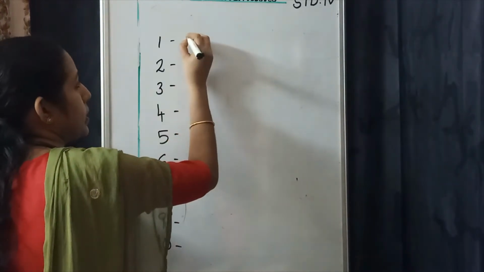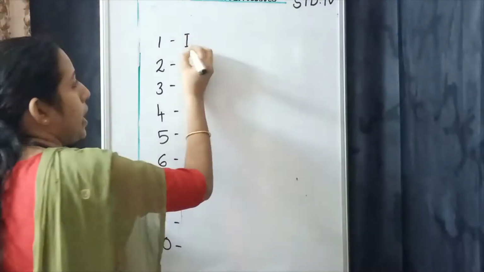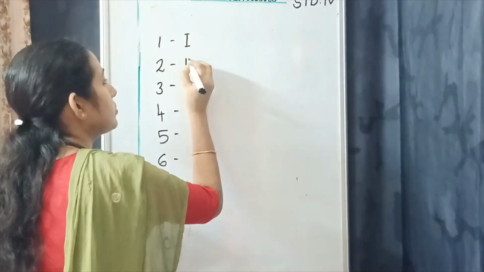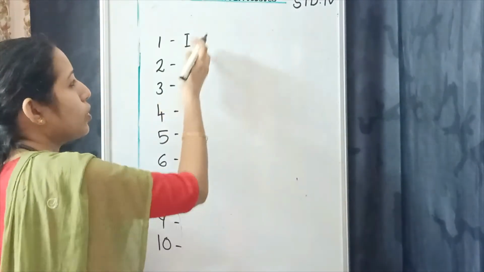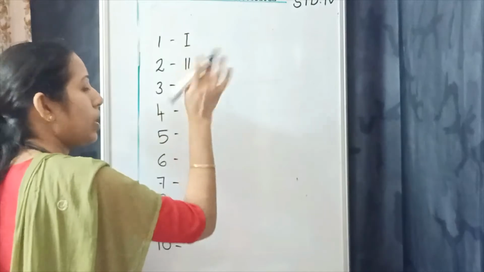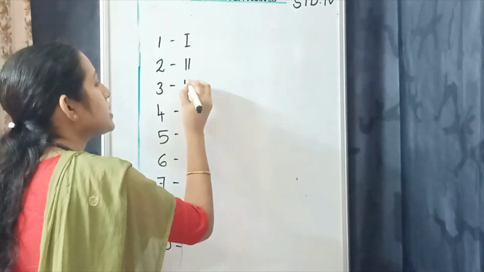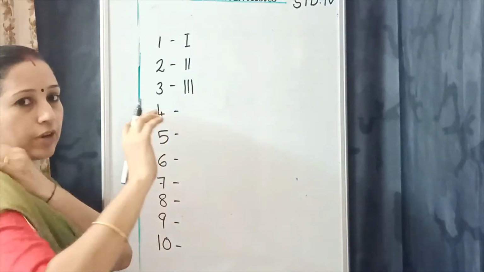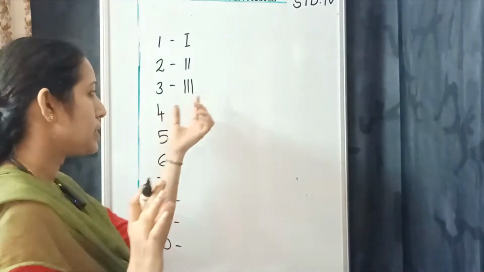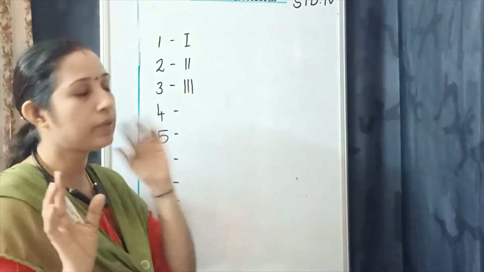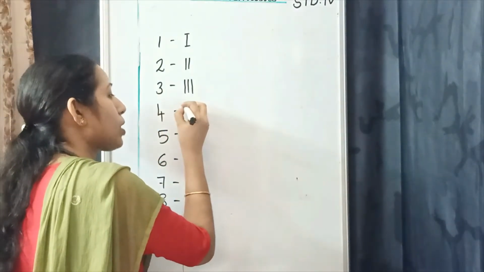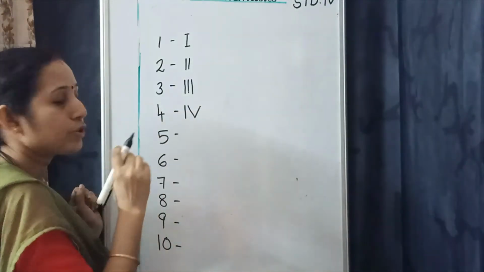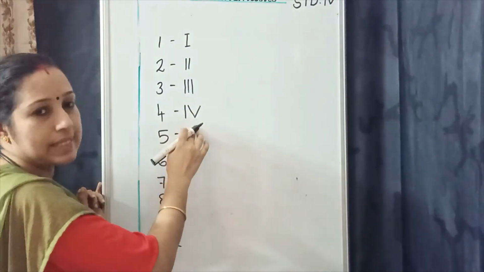1 we know is I. Then 2 is written this way. No need to draw the lines. If you want, you can draw, no problem. And this is the Roman numeral of 3. As per the Roman rule, one symbol is used a maximum of 3 times. So to write 4, they used this symbol.